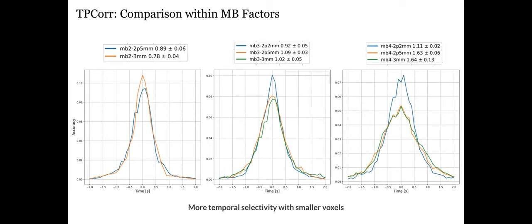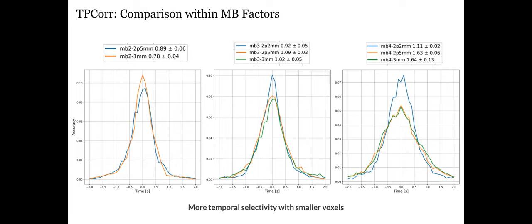Now we're looking at the time point correlation of the sequences, which is, again, how specific the signal is at each time point. Ideally we are looking for a tall, high, tight peak, so a small full width half maximum value, because this means that information across time points is unique.